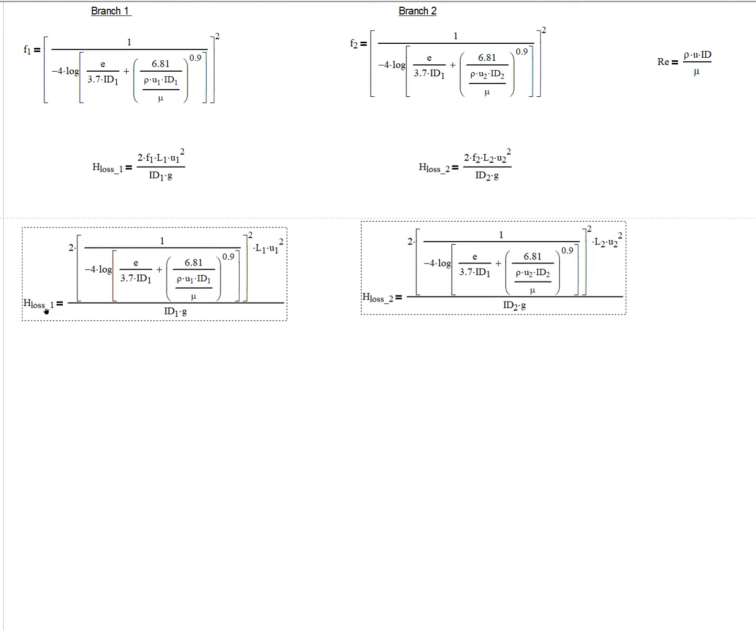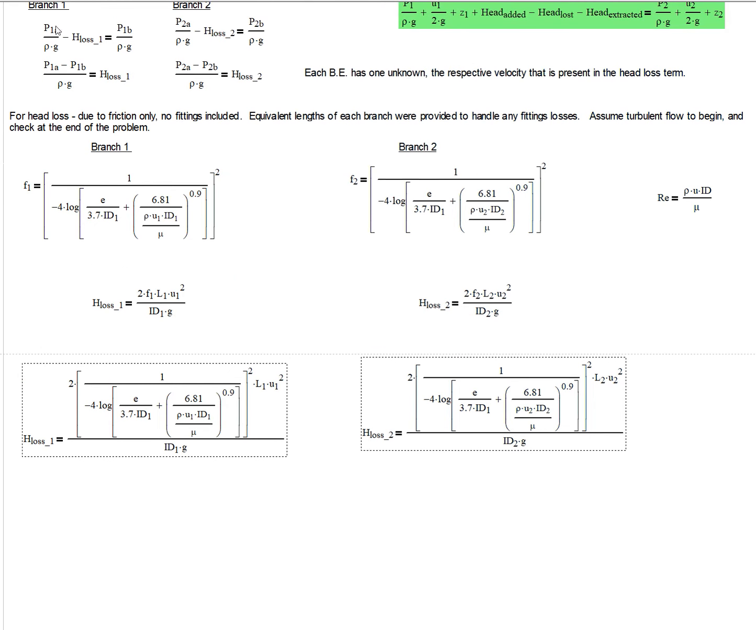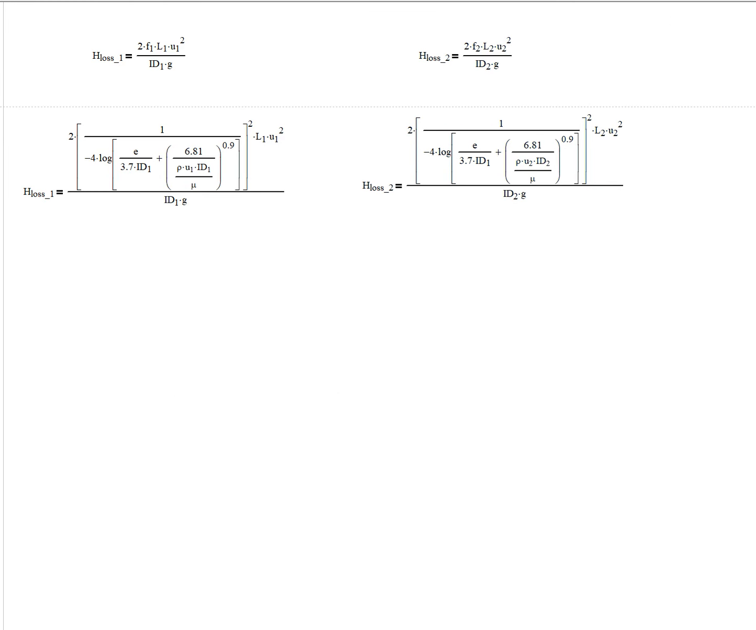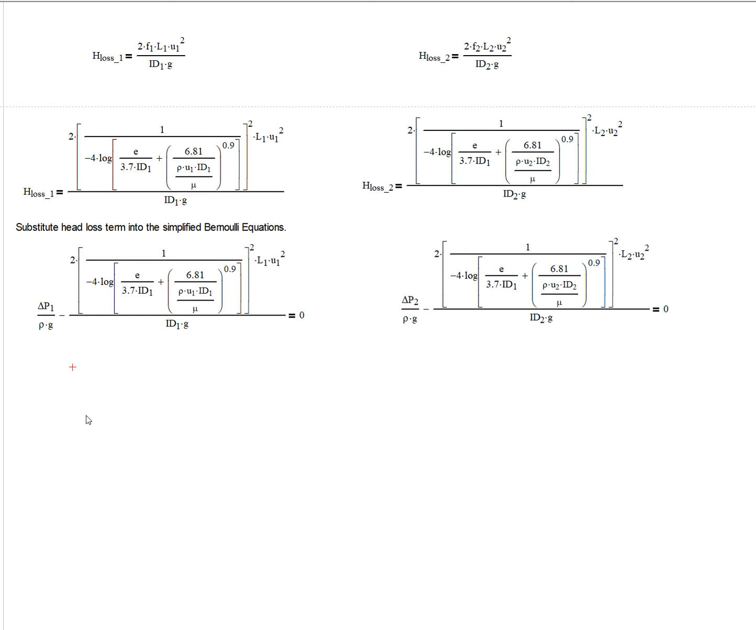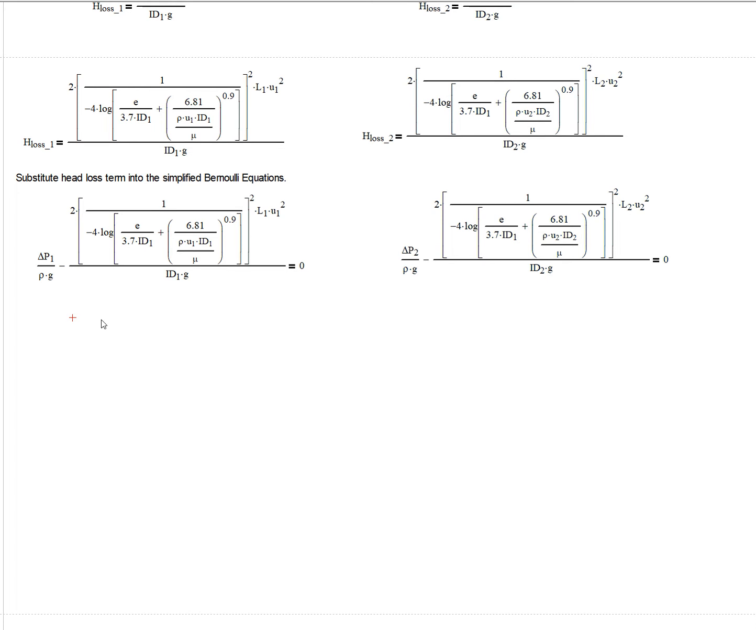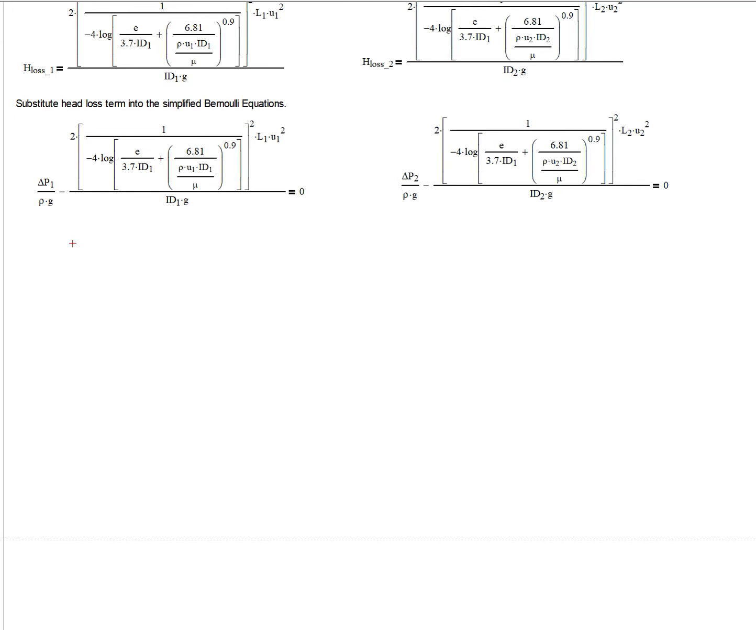And then we can take the head loss and substitute it into each of these equations for the Bernoulli equation for each of these branches. And so that is given here. I'm doing these in parallel for branch 1 and branch 2. I've taken these Bernoulli equations and moved everything over to the left side so that I can use the MathCAD root function to solve for the respective linear velocities U1 and U2.